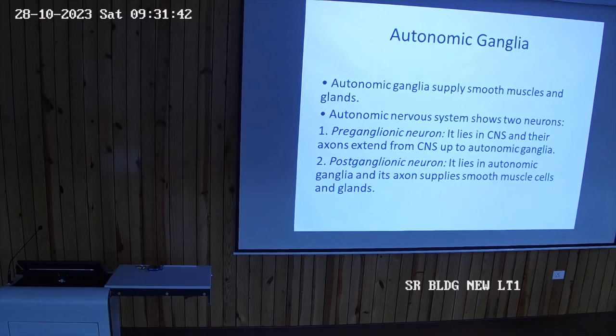neurons. So we have the preganglionic neuron, it lies in the CNS, and its axon extends from the CNS up to the autonomic ganglion. Then the postganglionic neuron lies in the autonomic ganglion, and its axon supplies the smooth muscle cells, the glands and viscera.